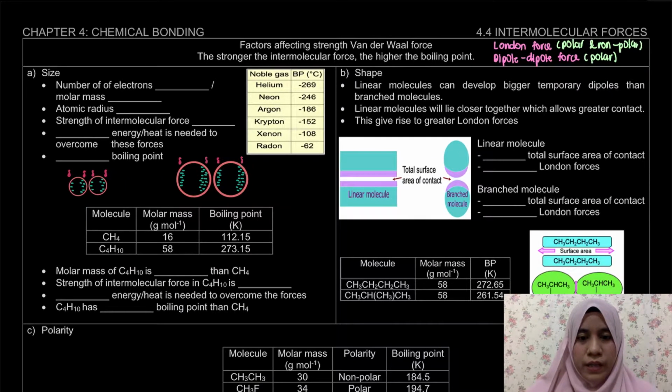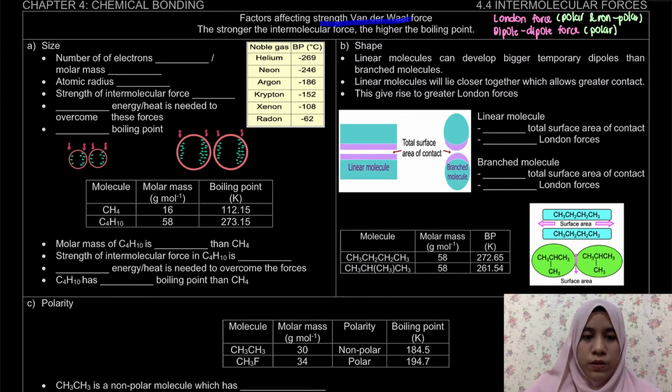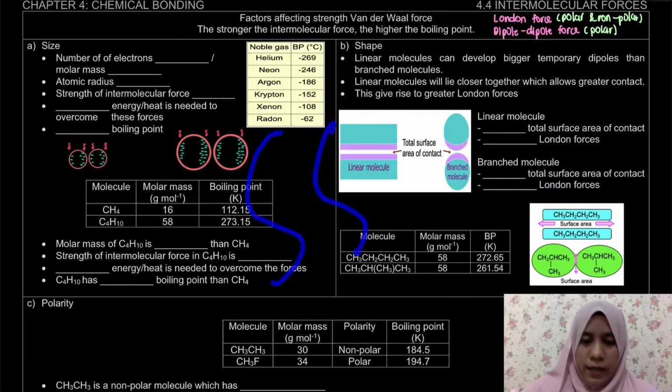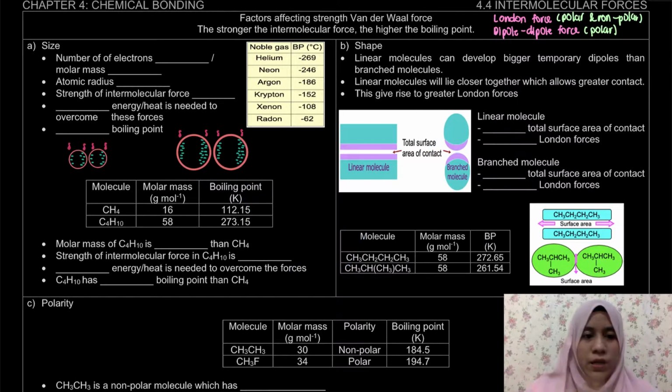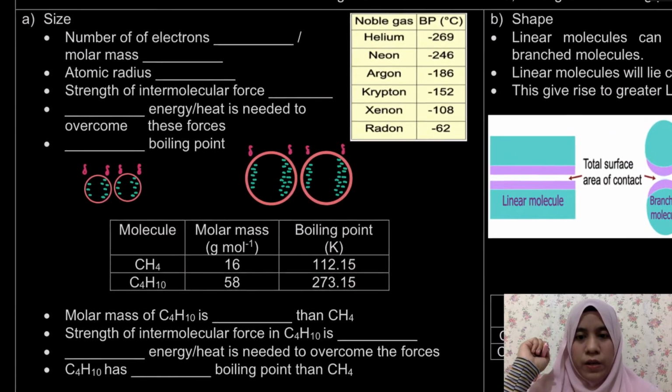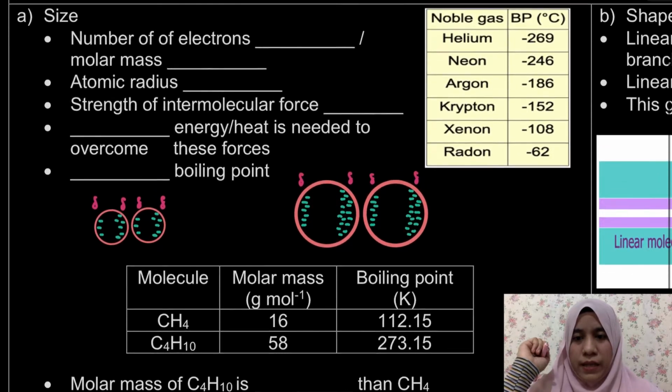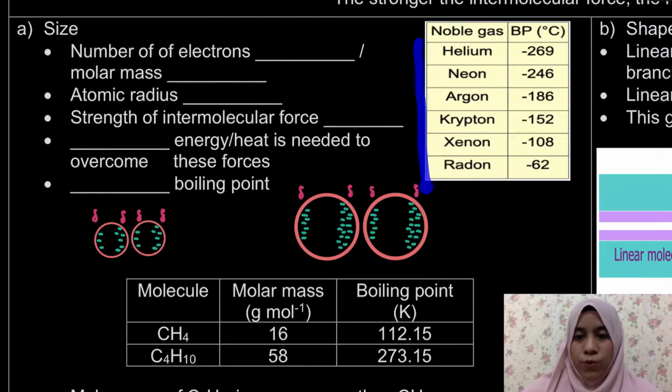So now we want to look at the factors affecting the strength of van der Waals forces. It's easy to remember: SSP. So what is SSP? Size, shape and polarity. For the size, let's look here. This is a noble gas example, down group 18.